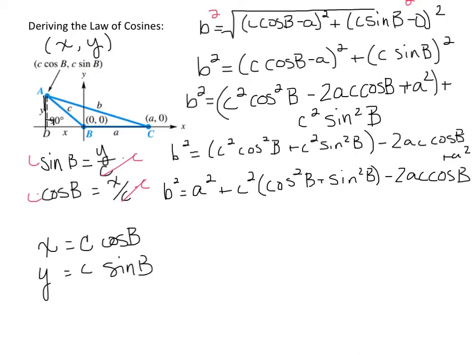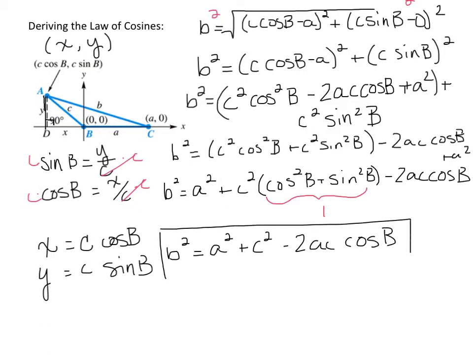From here, I need to remember my Pythagorean identity, that cosine squared plus sine squared is equal to 1. So really, this whole thing is equal to 1, and 1 times c squared is just c squared. So as I simplify, finally, I get b squared is equal to a squared plus c squared minus 2ac cosine of B. And this is one form of the law of cosines.